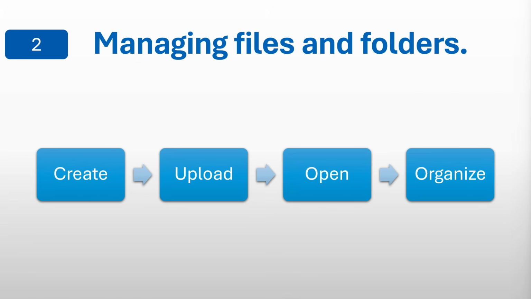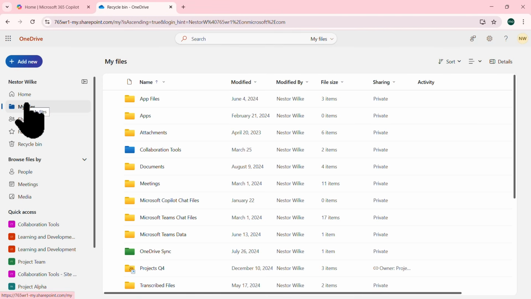Welcome to part 2. We'll talk about managing files and folders. So we'll notice it's a very similar experience when working with your File Explorer. We like to create files, we like to add files, and we can open files and we can organize our files as well. So I'm going to go back to my OneDrive here, and I am currently in the My Files area. So what I want to do first is click on Add New. So I'm going to create a new folder. And once I have the folder created, I want to go ahead and add files. And then we'll go ahead and open the files and see what the experience is like as well.